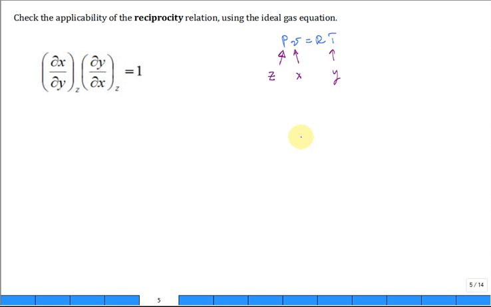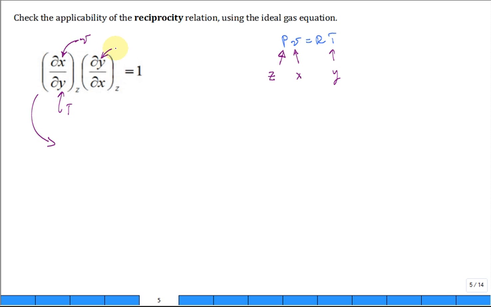So if I wanted to check this out, every time I see an X, substitute Z, not Z, sorry, substitute V. And every time I see a Y, substitute a T.